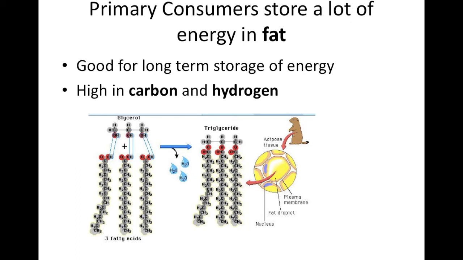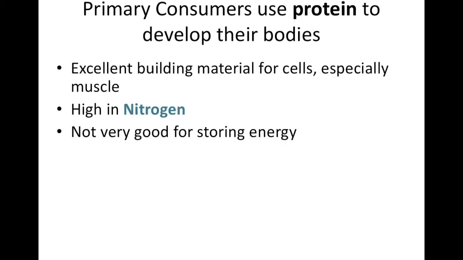And these fat tissues are really good for the long-term storage of energy beyond a day or two. Okay? And as we already know, they're very rich in carbon and hydrogen. So here you can see a deposit of fat tissue on this little chipmunk. They're also going to take from carbohydrates and other nutrients in their food, and they're going to create proteins.